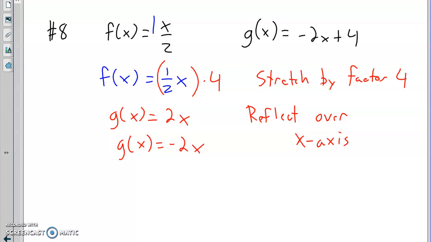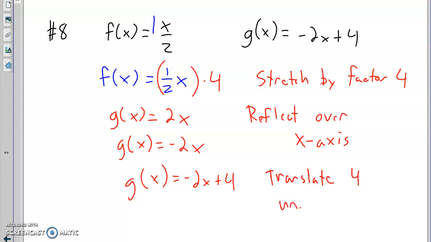Now the only thing we need is the plus 4 at the end, so I'm going to add the plus 4. To get the plus 4, that means we're going to need to translate 4 units up. And then we would have taken our f of x and turned it into the g of x. This is our answer, this list of transformations here on the right-hand side.